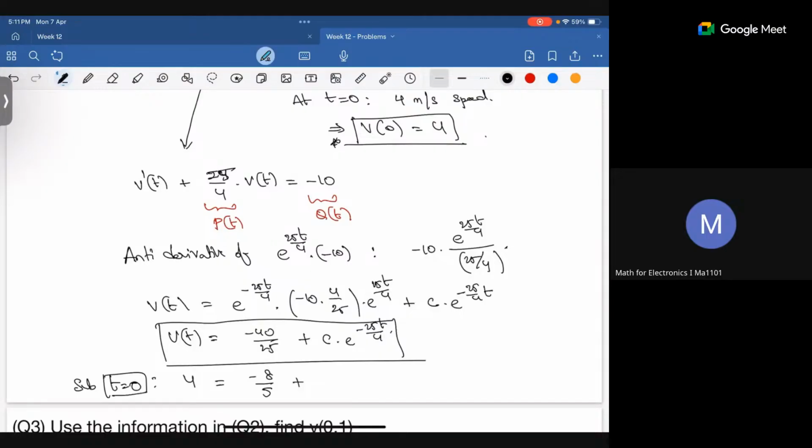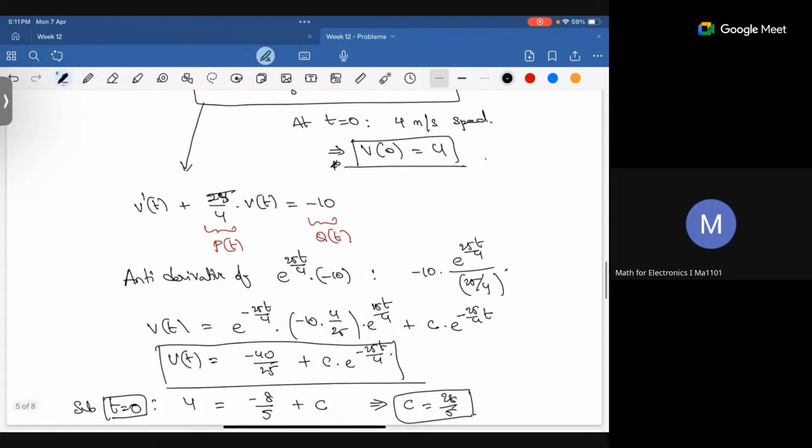Substitute t equals 0. You will have 4 equals minus 8 by 5 plus c. From here you will have c to be 28 by 5. Okay, so you can solve it. You get c equals 28 by 5.